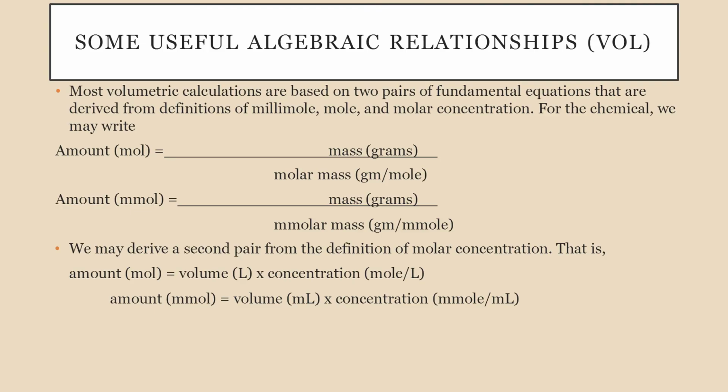Okay, next are some useful algebraic relationships. Most volumetric calculations are based on two pairs of fundamental equations that are derived from definitions of the millimole, the mole, and molar concentration. So for the chemical, we may write: amount in moles is equal to mass in grams divided by the molar mass, or amount in millimoles is equal to the mass in grams divided by the millimolar mass. We derive a second pair from the definition of molar concentration, that is, the amount in moles is equal to volume times concentration.